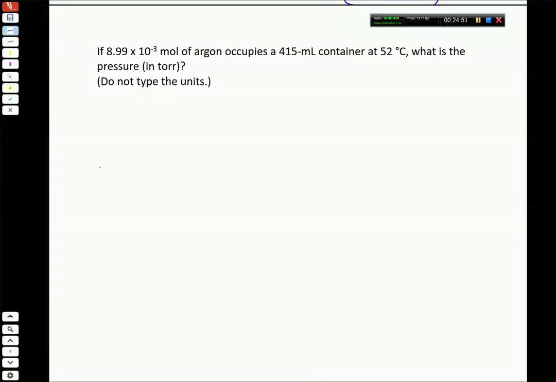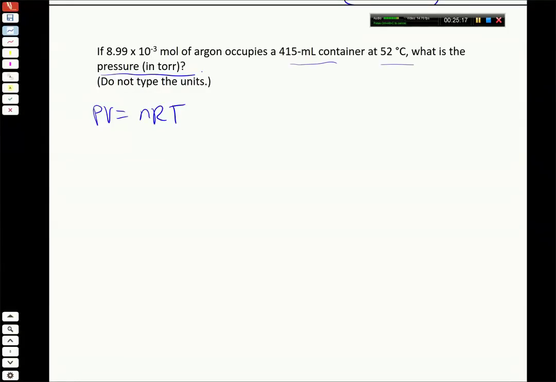And so the first type of ideal gas law problem we could have is just to use the ideal gas equation, PV equals nRT, and solve for one of the unknown parameters here. So here we have 8.99 times 10 to the minus third moles of argon. We have a 415 milliliter container and it's 52 degrees Celsius, and we want to know what is the pressure in torr. Okay?